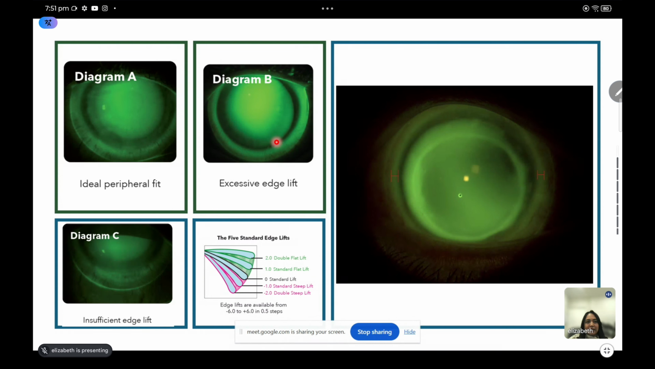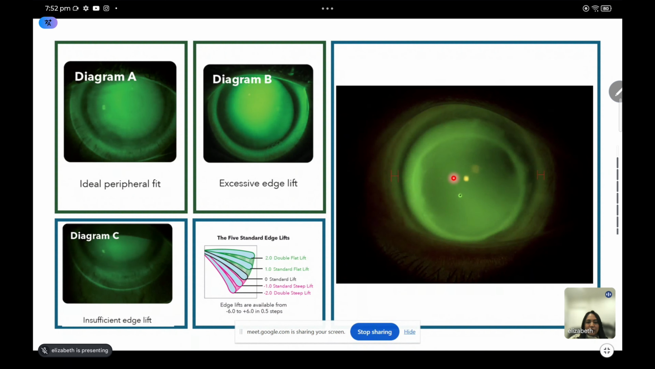In the fitting set, they actually provide you with the diagram so that you can compare the picture you're seeing with your patient to their diagrams of what the different fits are. So diagram A shows us what an ideal peripheral fit is, where you've got this 1 millimeter band of fluorescein just beyond the limbus. And if I look at my patient's fit, I can see the same amount of fluorescein all the way around as well. So for me, this periphery looks pretty good.